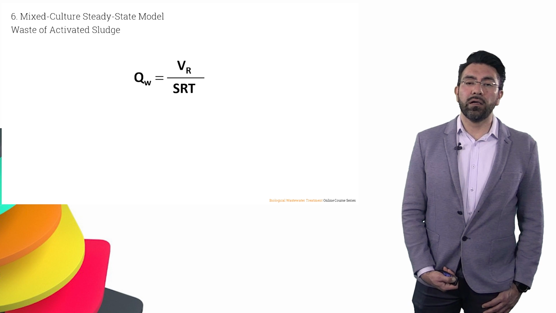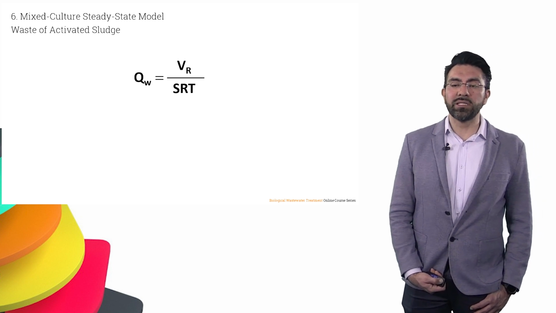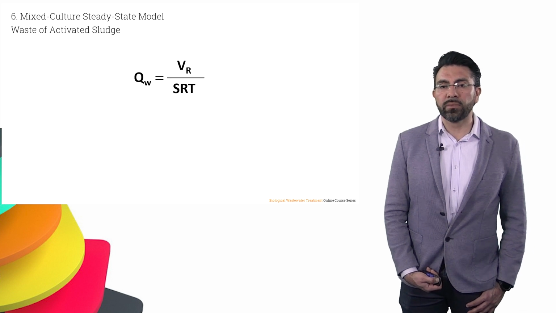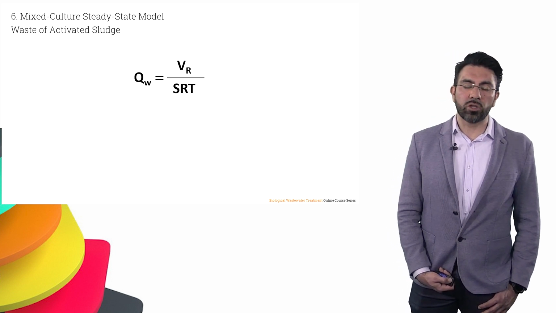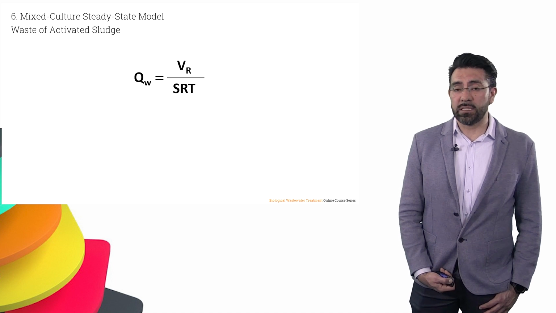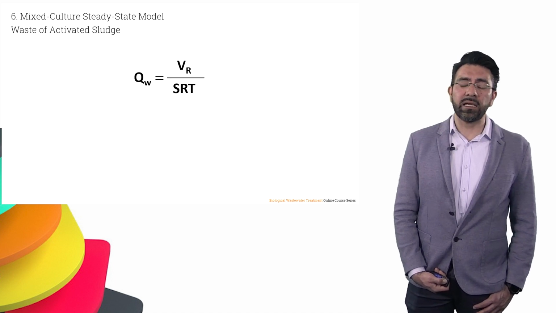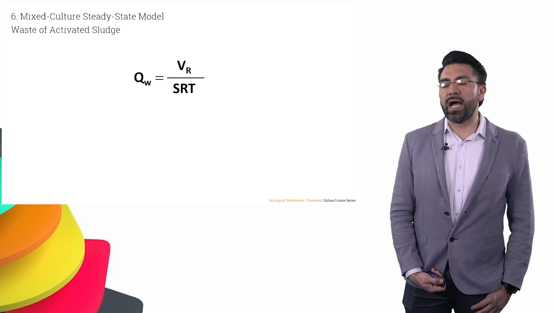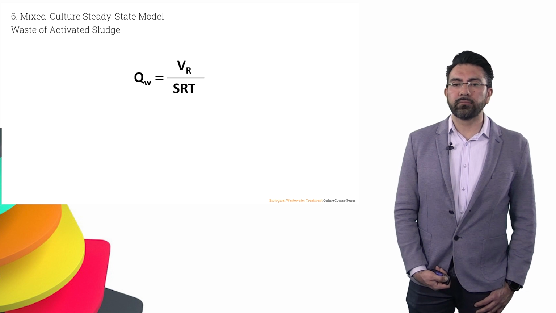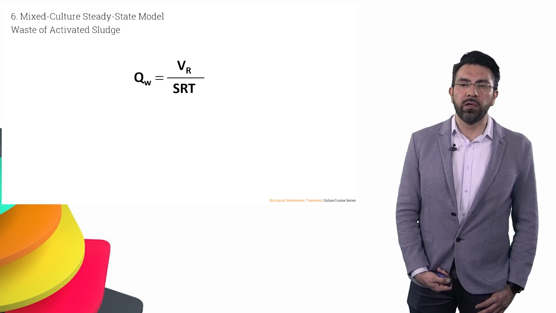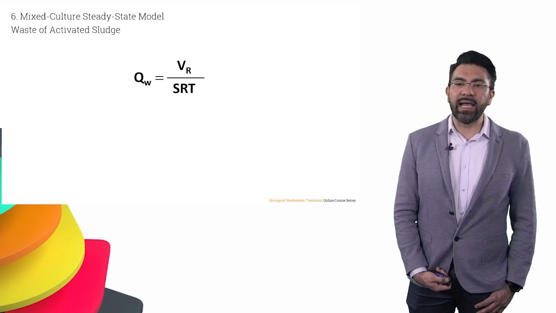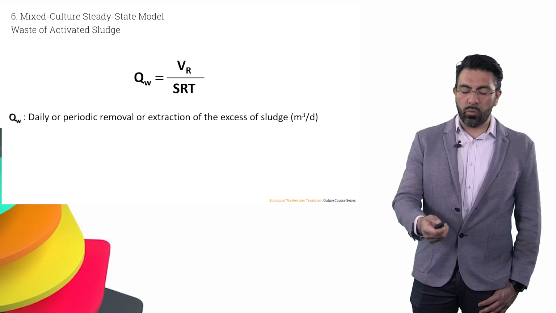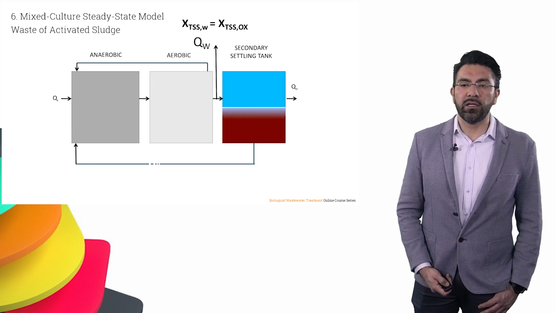That means that the control of the waste of activated sludge will be only a portion or a fraction of the volume of the reactor divided by the solid retention time at which we are operating the system. And this makes the control of the SRT much more reliable because we don't have to measure the concentrations in the system for day-to-day operation, and neither do we have to estimate the concentration of solids in the waste activated sludge.